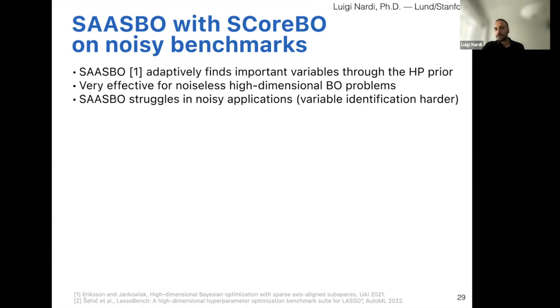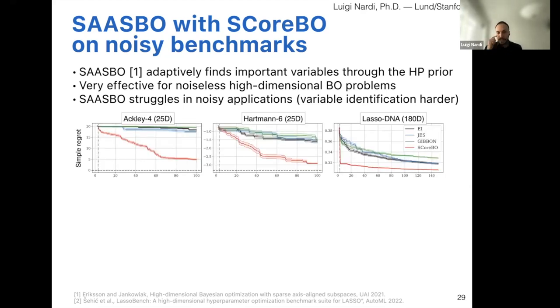However, SASBO struggles a little bit with noisy applications. In noisy applications, it's much harder to identify variables, and that's probably our assumption of why SASBO struggles in that setting. SASBO behind the scenes uses expected improvement, so if we replace the expected improvement acquisition function with SCoreBO, we are going to be more mindful in the way we learn the hyperparameters. And what you see is really remarkable. In red, you have SCoreBO, and you can see that it is able to nail the hyperparameters of these problems and very quickly improve the performance by a very large margin with respect to the other baselines.